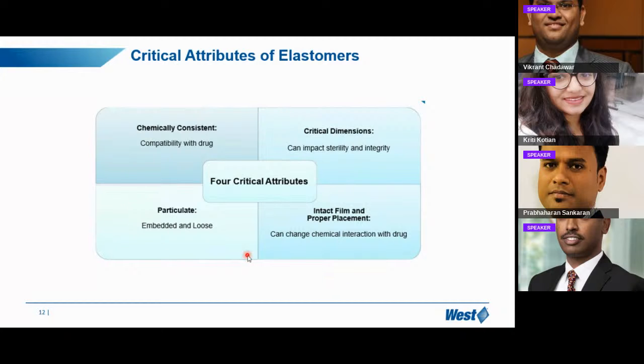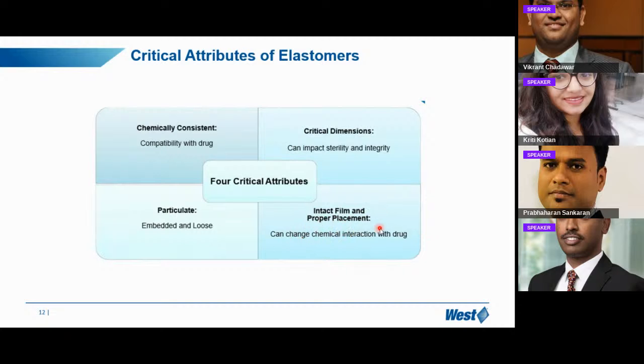It should not have particulates, embedded or loose. Whenever you prick any needle through this rubber stopper, it should not give any particles, whether embedded or loose. This is also important. Once you prick the needle inside the stopper, there should not be any particle, because a loose particle goes inside the drug solution, which will create a big problem. So that is also a critical attribute while selecting this elastomeric rubber stopper.